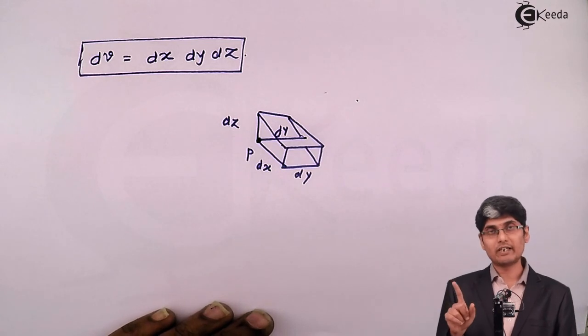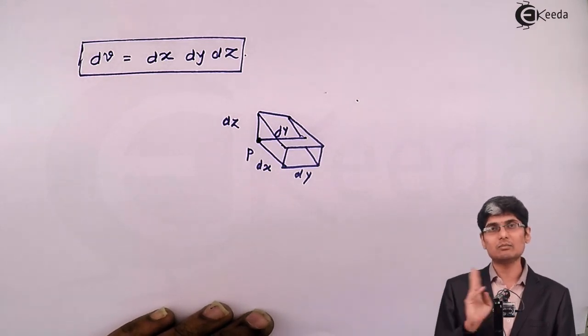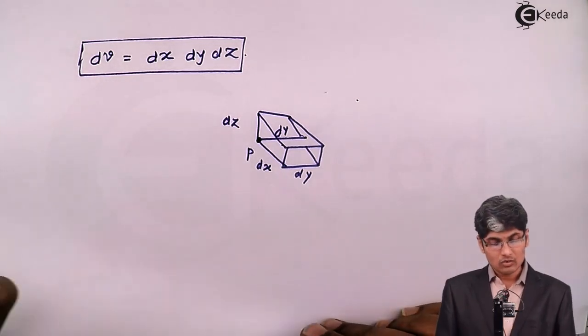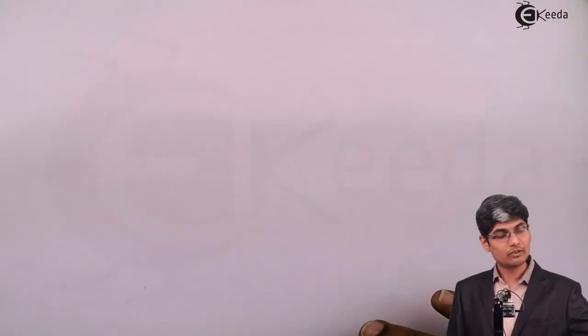So length is a vector, area is a vector, but volume is a scalar. So this is how a differential length, a differential area, and a differential volume of a Cartesian coordinate system look like.